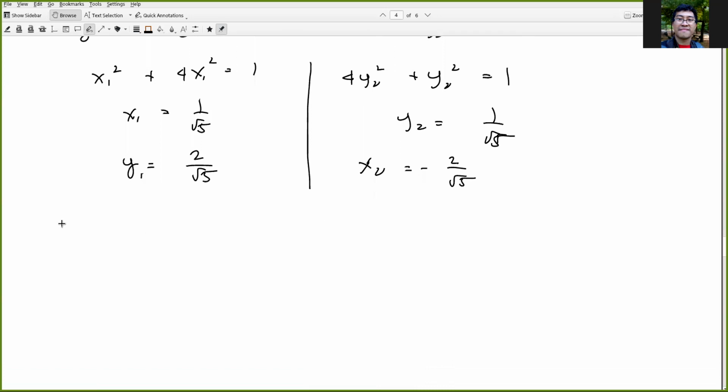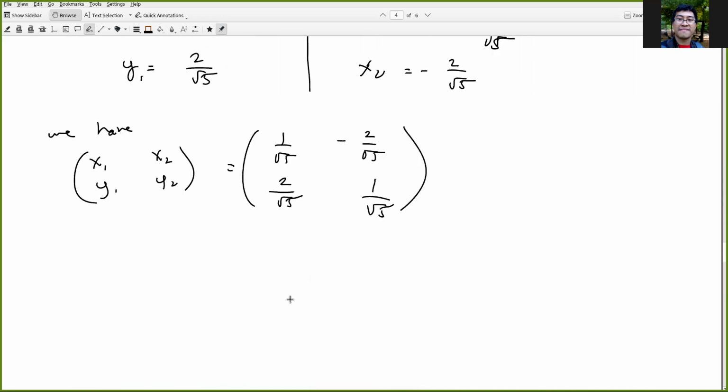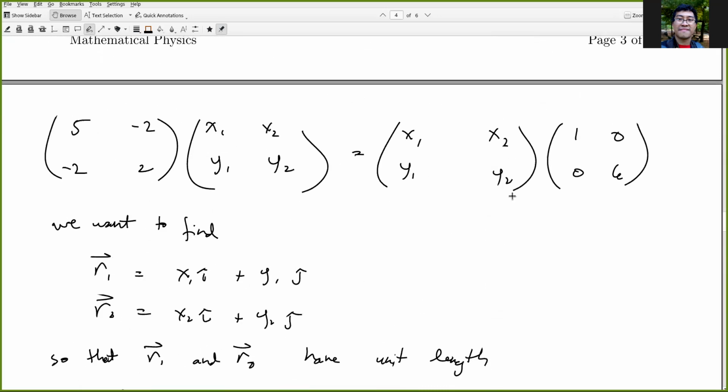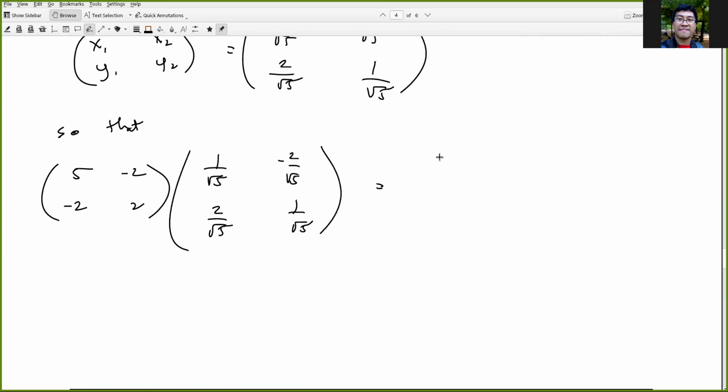Which then gives us x1, y1, x2, y2. It would be x1 is 1 over square root of 5, y1 is 2 over square root of 5, x2 is negative 2 over square root of 5, and here you have 1 over square root of 5. So that finally, you have this matrix formula here. We can write that as 5, minus 2, minus 2, 2, times 1 over square root of 5, negative 2 over square root of 5, 2 over square root of 5, 1 over square root of 5 equals, we write that again.